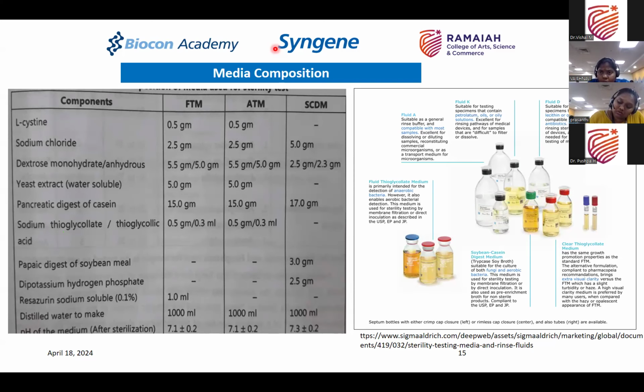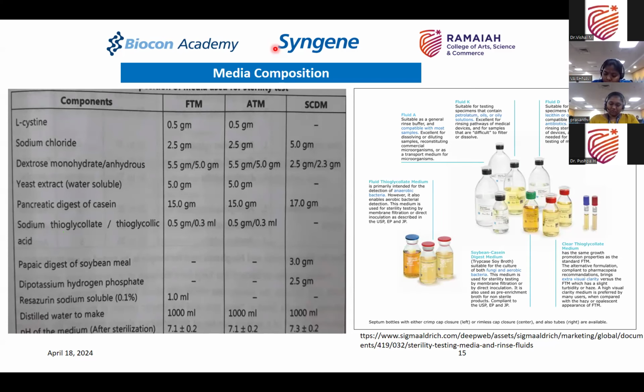Resazurin sodium, 0.1% you are adding. Resazurin we are going to use for the preparation of fluid thioglycolate media, which is one of the media used for the culturing of anaerobic bacteria. The main purpose of adding resazurin is that resazurin will be bluish in color; on oxidation, it becomes pink in color.